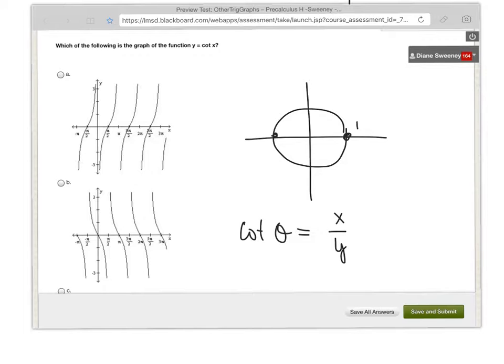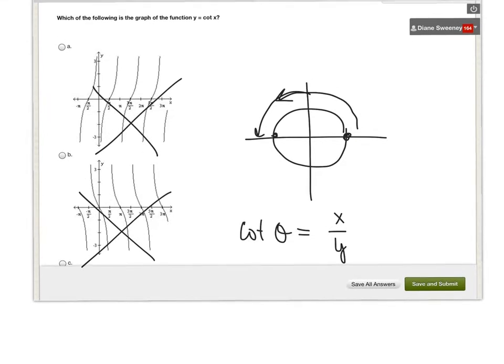The other thing I know about cotangent is that as theta increases, cotangent is going to go from positive to negative. So between 0 and pi over 2, cotangent is positive. Between pi over 2 and pi, cotangent is negative. So if we decide to look at our choices, choice A looks okay in terms of asymptotes, but not in terms of where cotangent is positive versus negative. So that's out. Choice B is out because the asymptotes are not at the correct place.